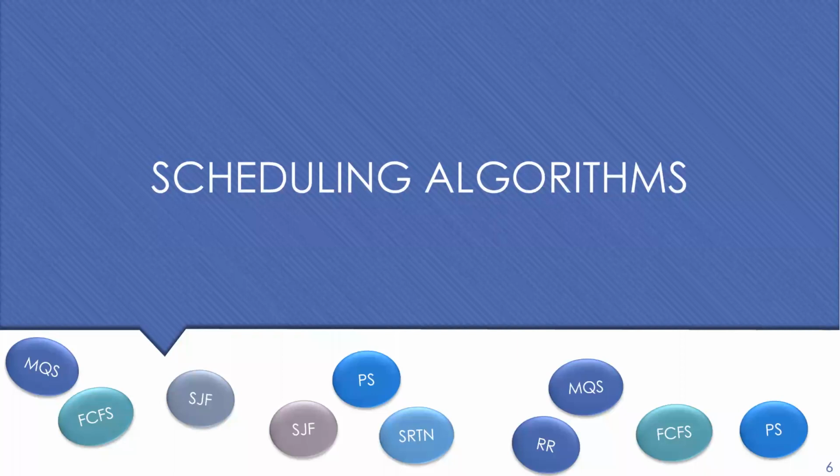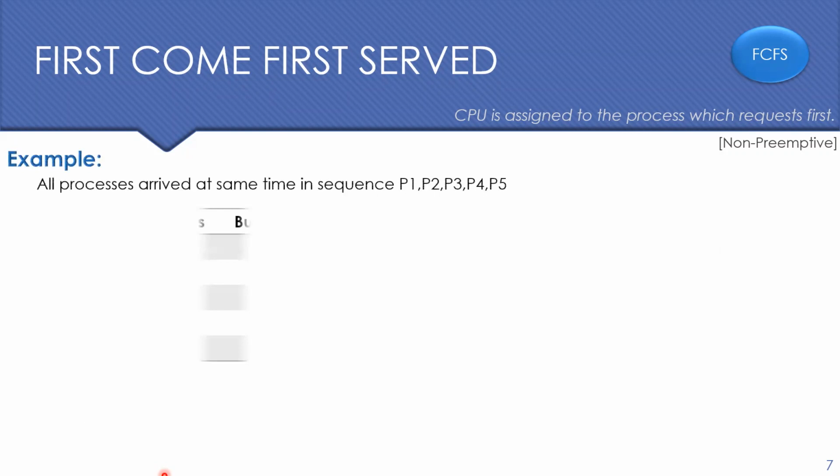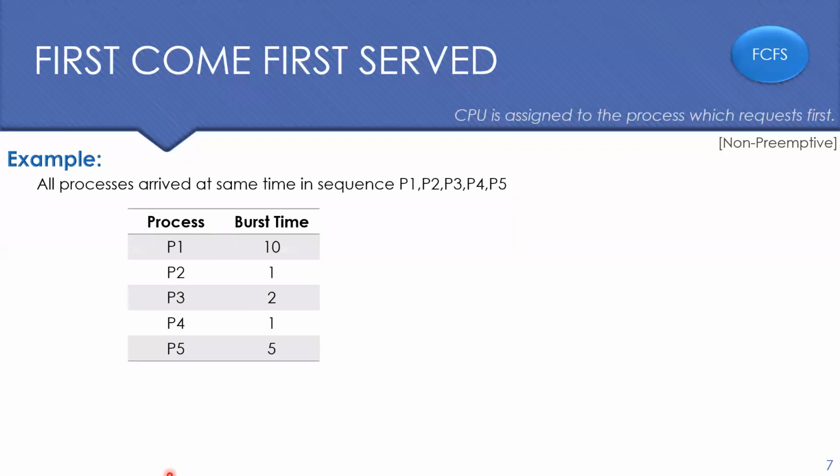Now let's get started with the different scheduling algorithms. The first algorithm is first come first serve, which is non-preemptive. In this algorithm, the CPU is assigned to the process which requests first. Let's understand this with the help of an example. Here in this example, P1, P2, P3, P4, P5 arrive at the same time in the same sequence with burst times of 10, 1, 2, 1, 5 respectively.